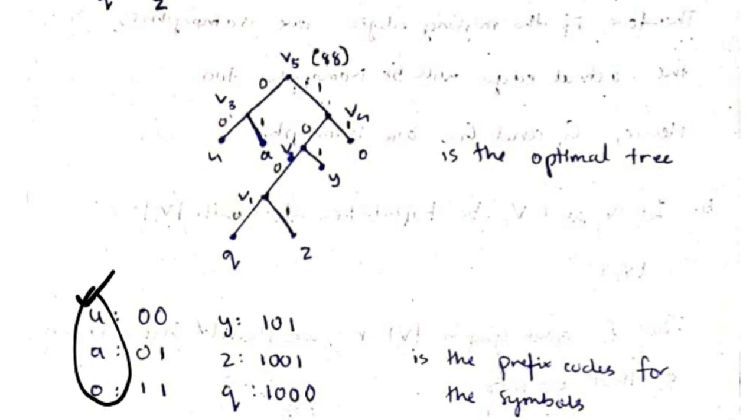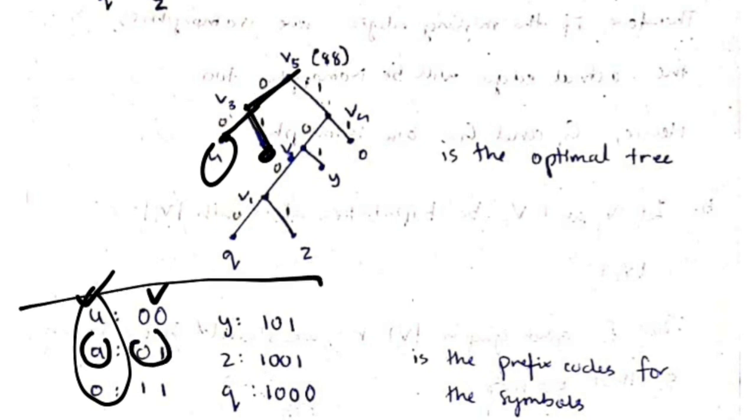Consider for example U. U is here. To reach U, you need to pass from 0 and again 0. So U is 0 0. A is here. To reach A, you will go first 0 then 1. So A's code is 0 1. So the letters are these and the prefix codes are these.